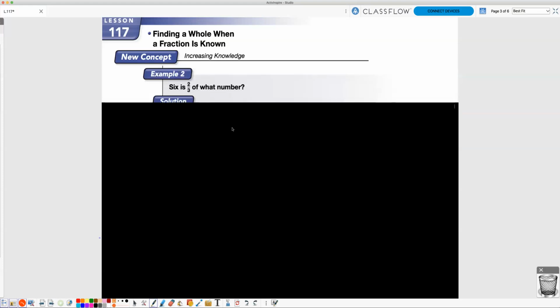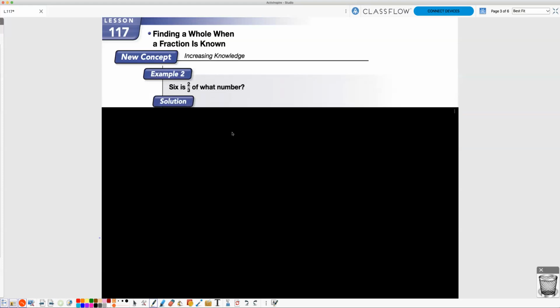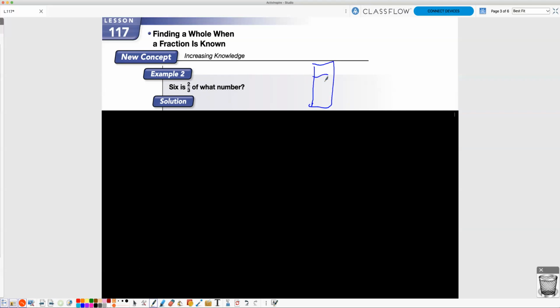Example 2, 6 is 2/3 of what number? So I see there's going to be 3 equal parts. Let me just write them here. 1, 2, 3. And 6 is 2/3. So this equals 6. 6 is equal to 2/3.